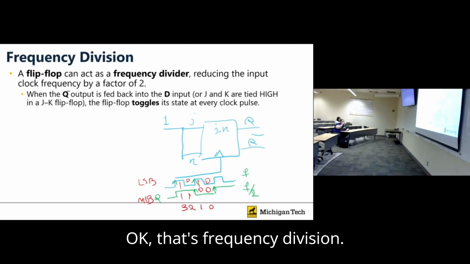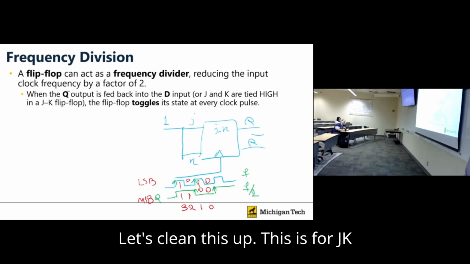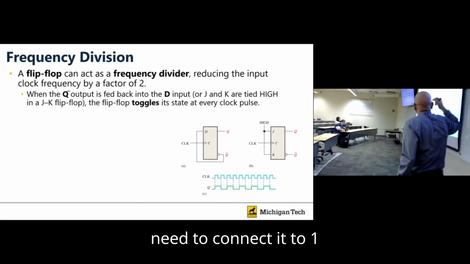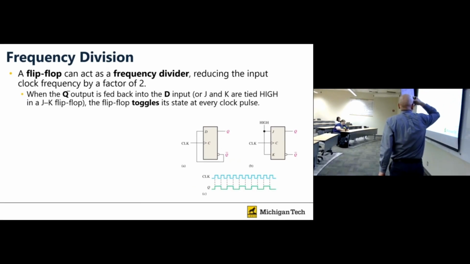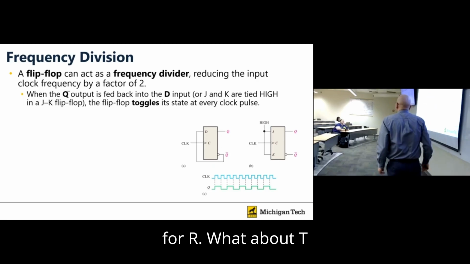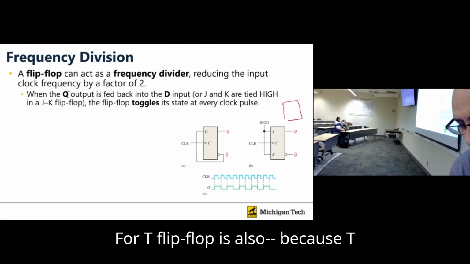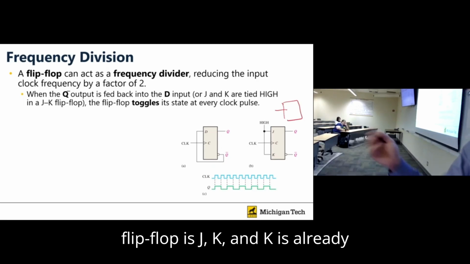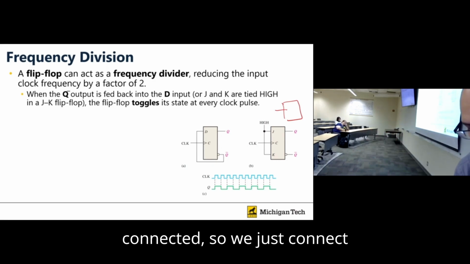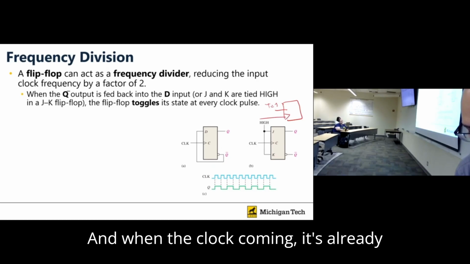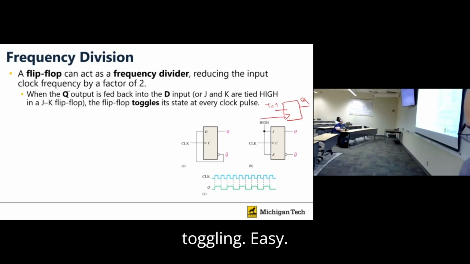Okay, that's frequency division. Let's clean this up. This is for JK flip-flop. For JK flip-flop, we just need to connect it to 1 or high. What about T flip-flop? I already told you. T flip-flop is JK with J and K connected together, so we just connect T to 1. And when the clock comes, it's already toggling.